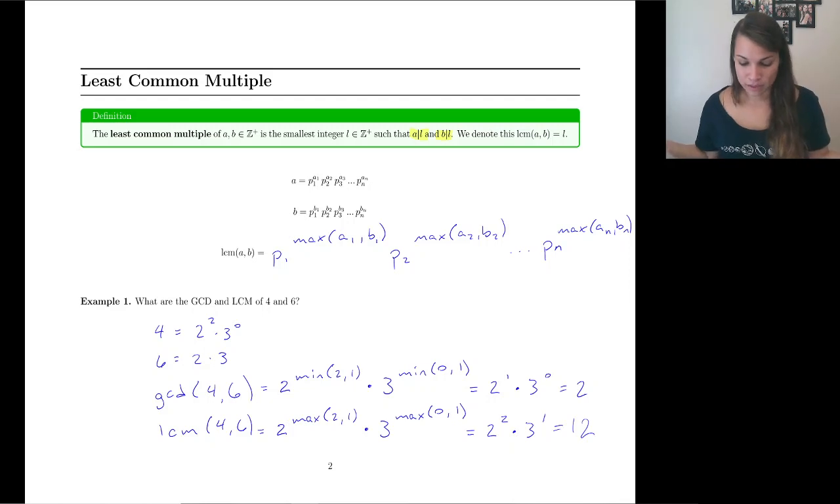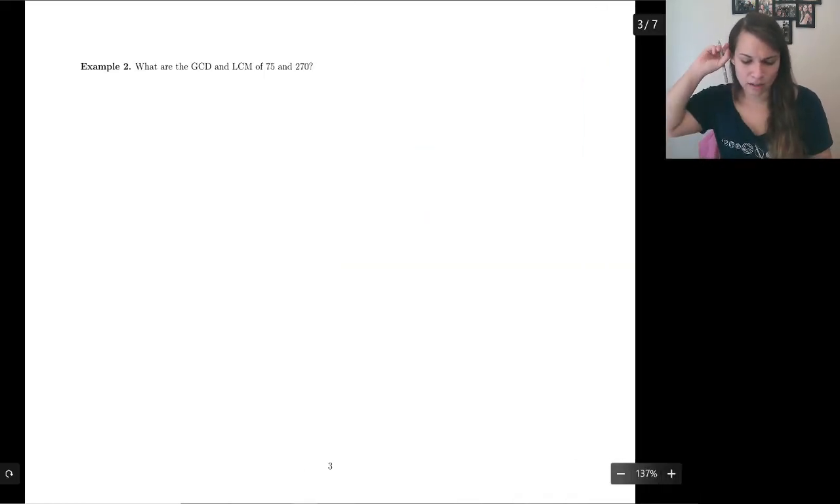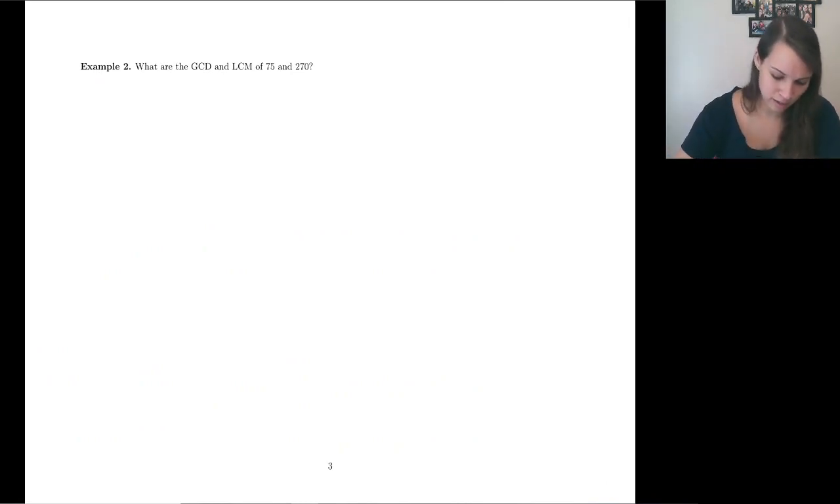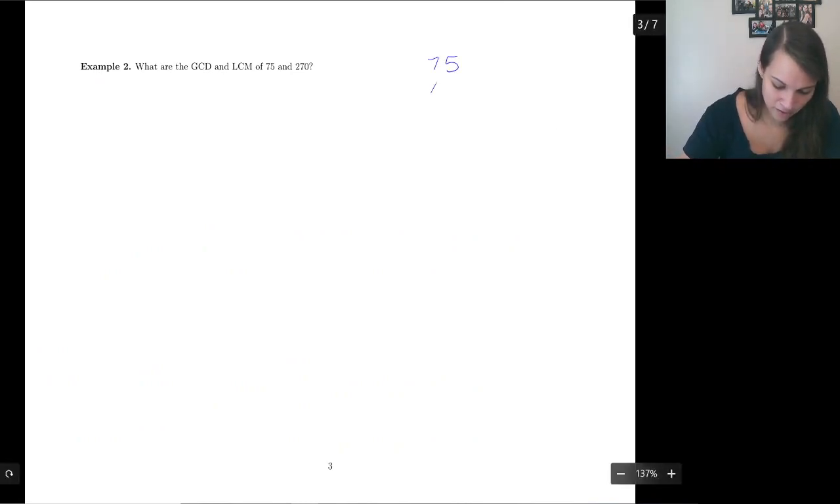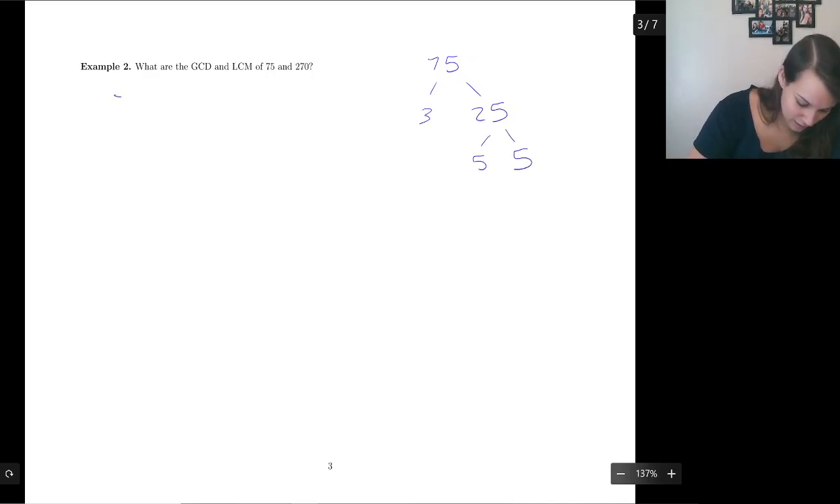Okay, that was a pretty easy example. I want to take it for a run with slightly larger numbers just to see it in action. Do you remember prime factorization trees? Sometimes they're useful. So this is going to have 75 is equal to 3 to the 1 times 5 squared.